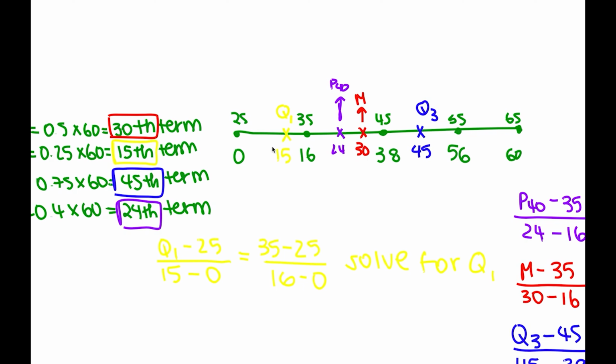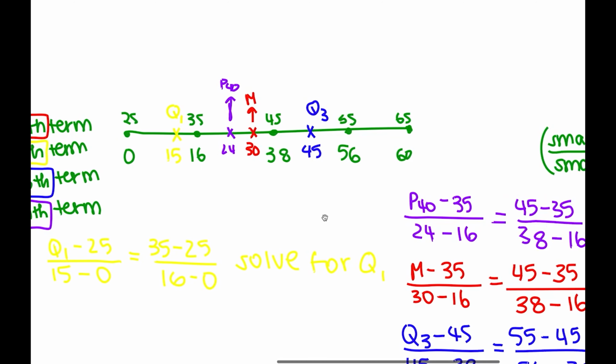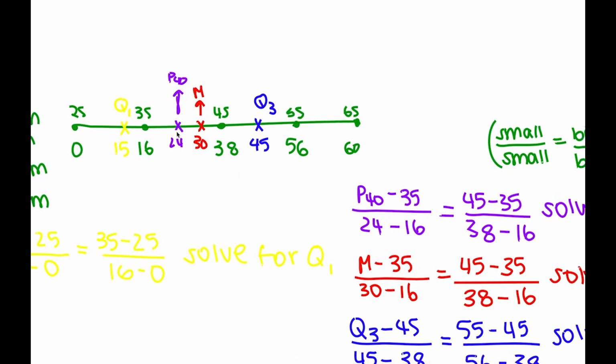Then to start solving, you do small minus small over big minus big. So let's take the section with Q1, for example. You would do Q1 minus 25 over 15 minus 0 is equal to 35 minus 25 over 16 minus 0. Then you just solve for Q1. Then for the rest of them, you do the same thing. So for P40, you do P40 minus 35 over 24 minus 16 is equal to 45 minus 35 over 38 minus 16. Then solve for P40.